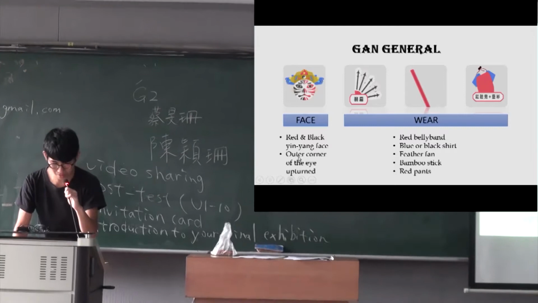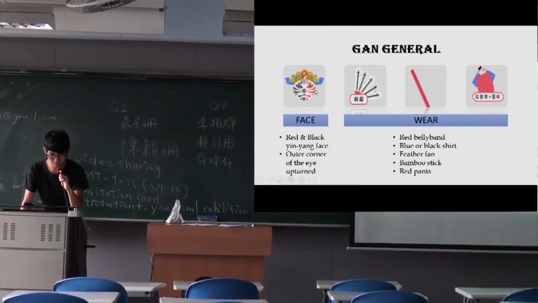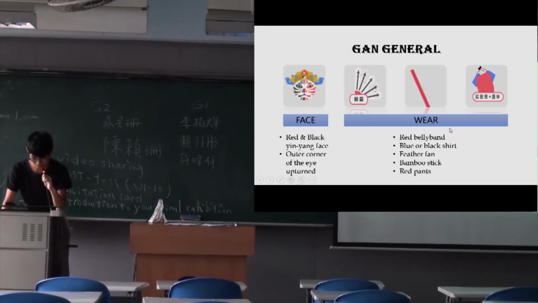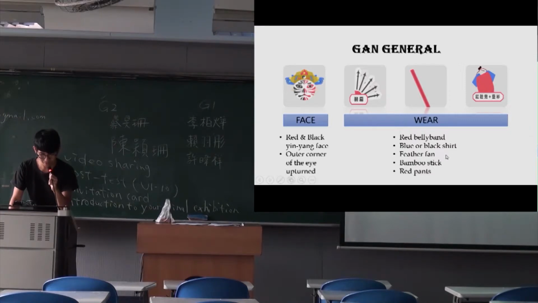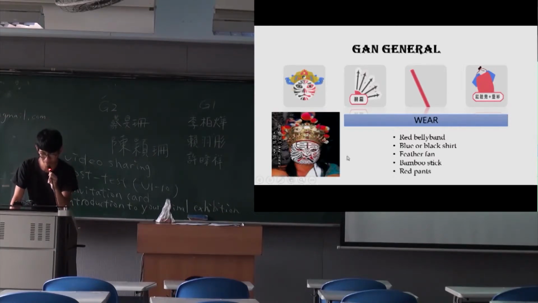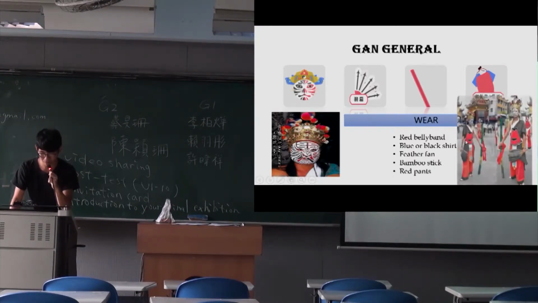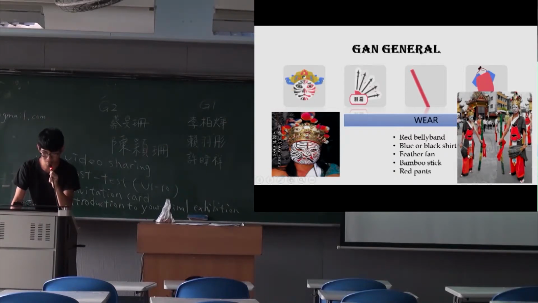Look at the face, it is bilateral symmetry, 就是它是左右对称的。And it's red and black, 阴阳 face. And the outer corner of the eye, 就是它的眼尾会上扬。然后 he wears a red belly band, 就是刚刚讲过的肚兜 and a blue or gray shirt. And feather fan 就是他会手拿雨伞 in the left hand and a bamboo stick 他们叫做戒棍，然后在右手 and red pants like this.